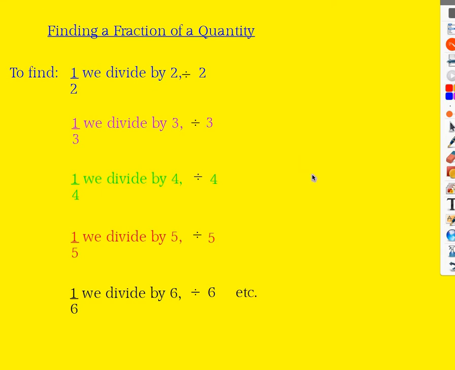In today's lesson, we're going to have a look at finding a fraction of a quantity. Now, just some information for you on the board to begin with. Or I should say a fraction of a quantity. A quantity is just a number or an amount.